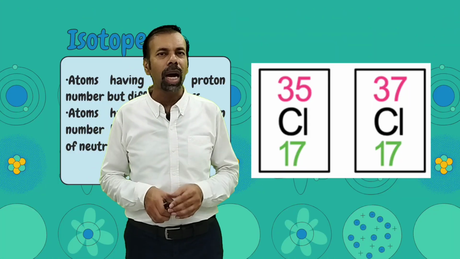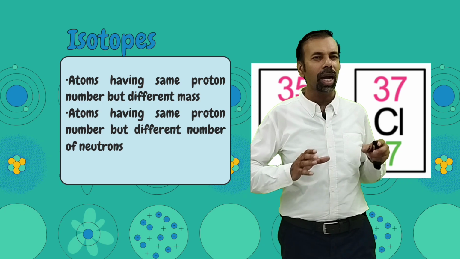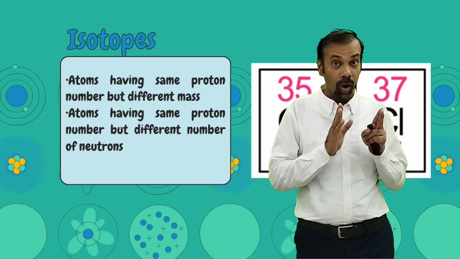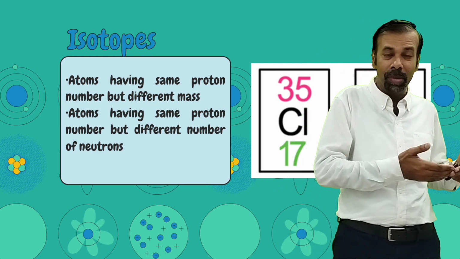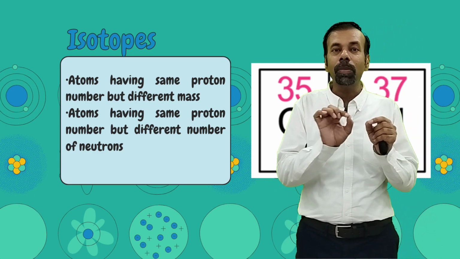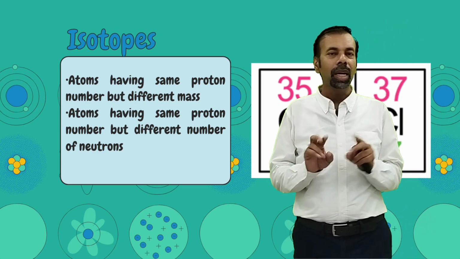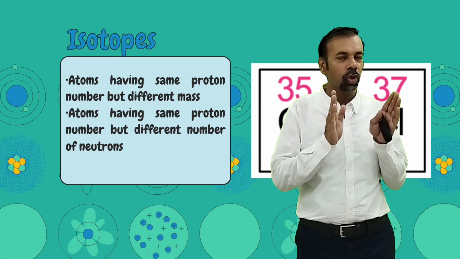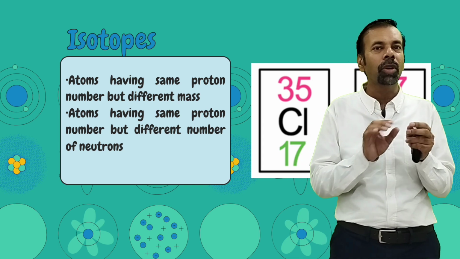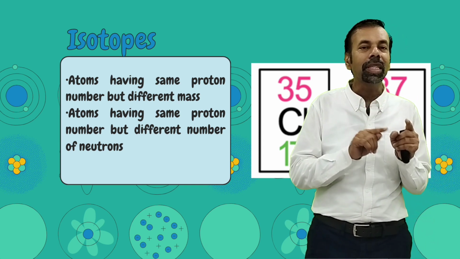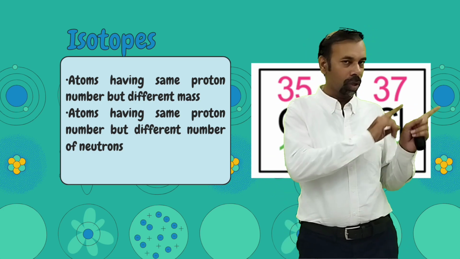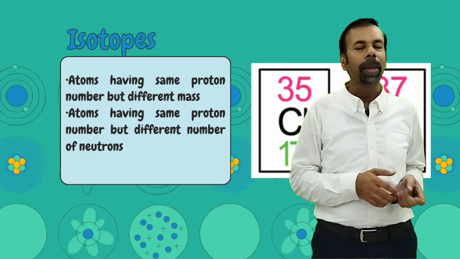What are isotopes? Isotopes are two or more atoms of the same element which have different mass numbers. Isotopes are the same element. They have the same proton numbers but different masses, that is, different mass number or nucleon number.